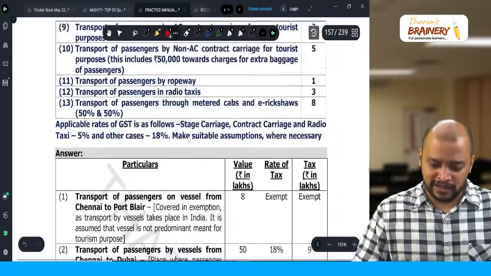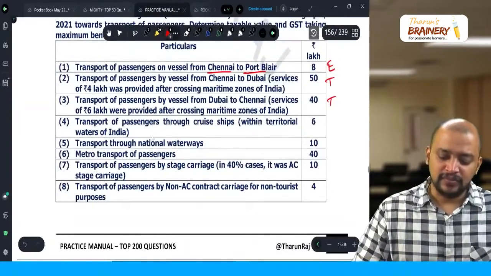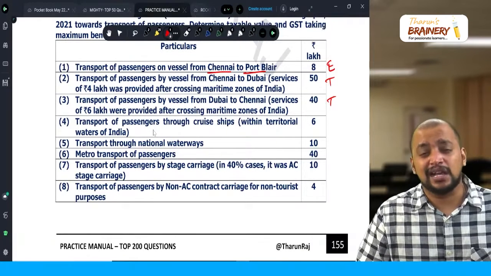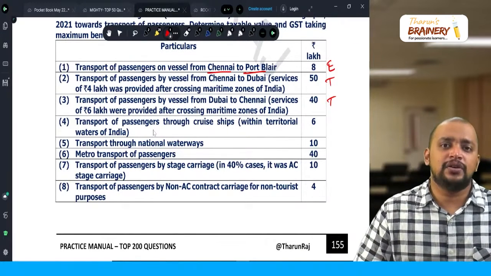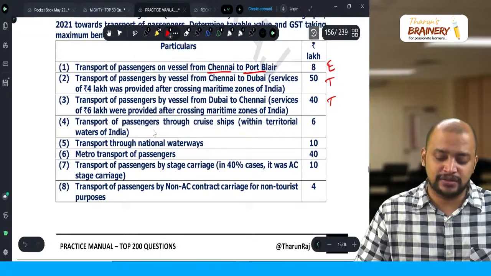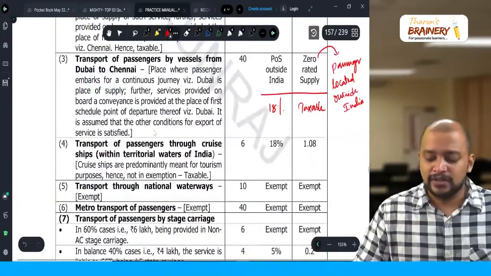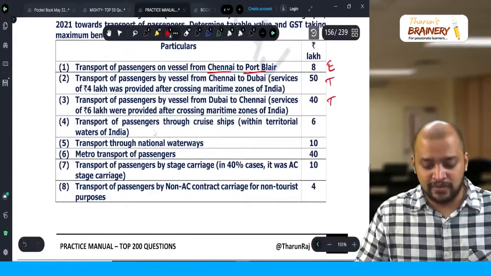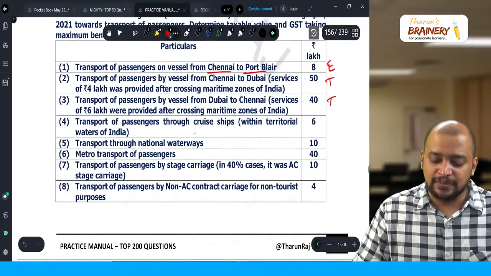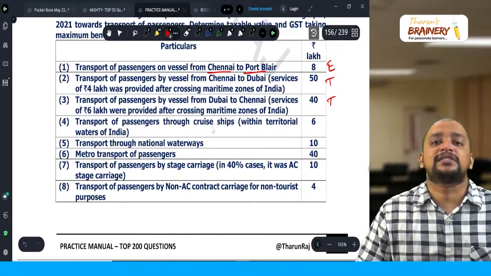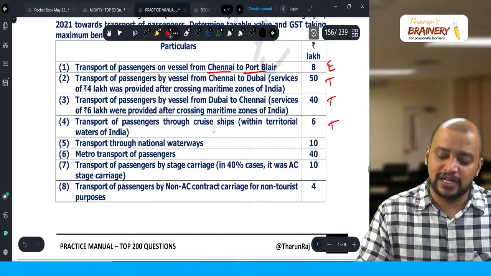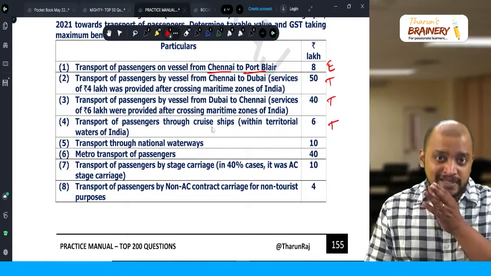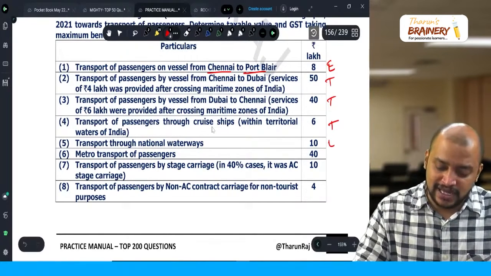Then the next one is transportation of passengers through cruise ships. We don't have any exemption related to this. So here, won't it come under inland waters, sir? No, inland waters will not come, because when they use the word ship, ship means automatically coastal waters. It is for tourism purpose, so due to that reason, it will be taxable. Transportation through national waterways, that is inland waterways, is exempted.